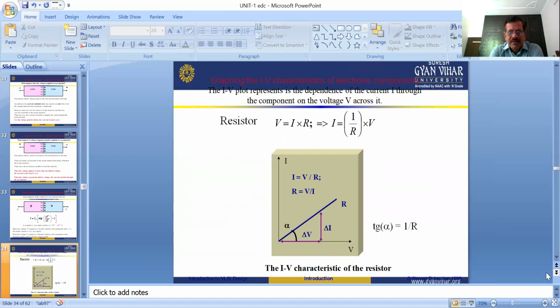Here for a resistor, V equals IR, or we can find the current I equals V upon R. So we can draw the VI characteristics of a resistor here, the relation between current versus voltage. Here it is a straight line. This is the relation between the voltage and current. This also follows Ohm's law, V equals IR.